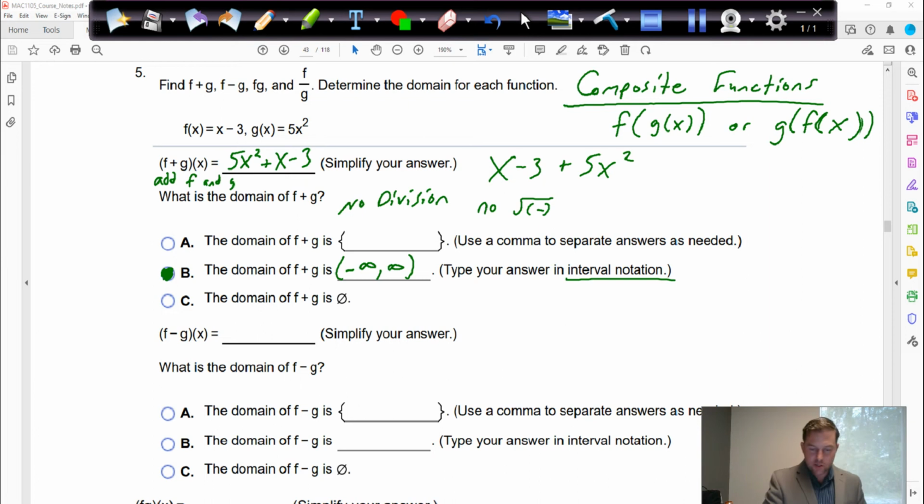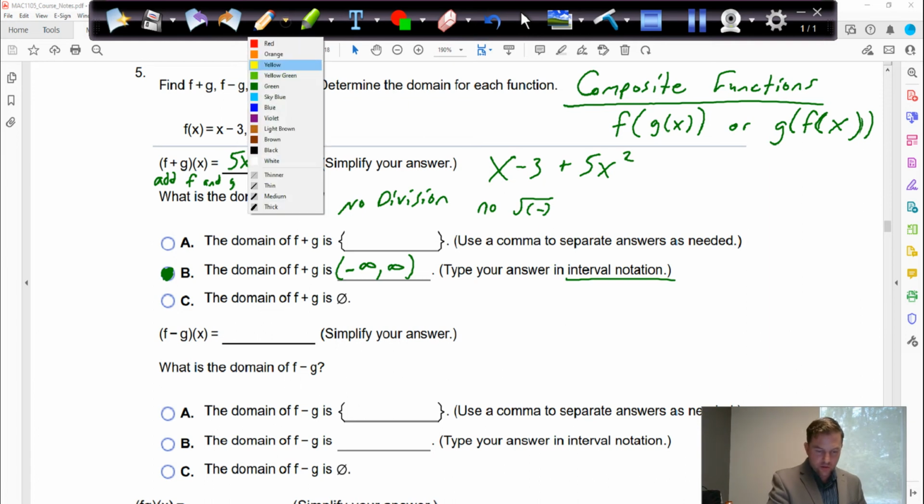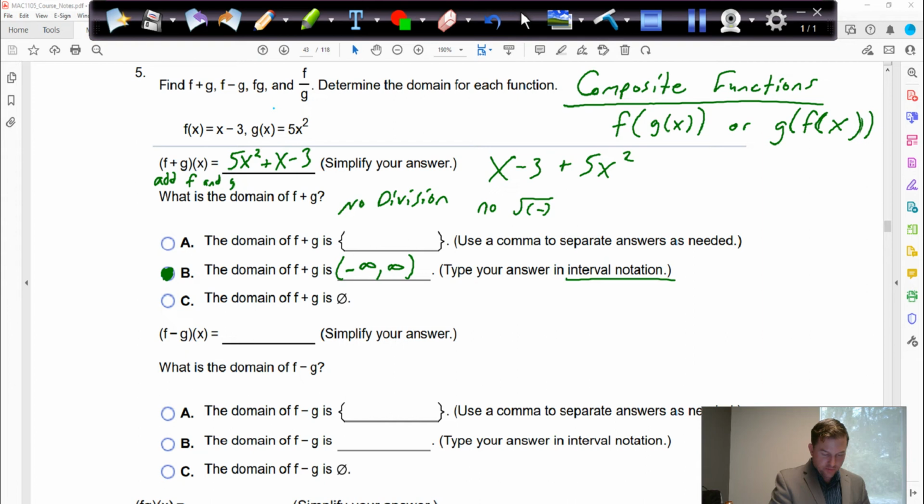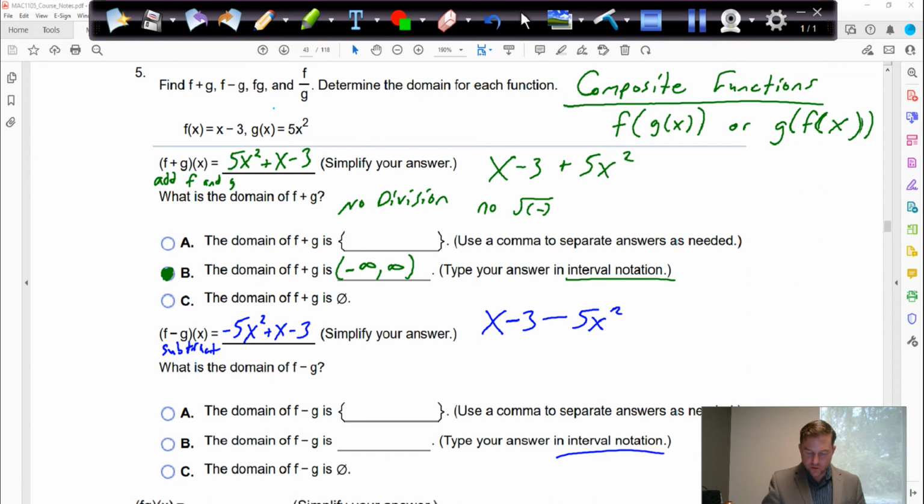In the second one, they want us to subtract the two functions. So this is f minus g, we just have to subtract the two. And the order is important, so it's f minus g. f was x minus 3, g is 5x squared, and we're subtracting it. It doesn't change much, we just have a minus sign in front of the x squared now, and it's still plus x, and it's still minus 3. Same thing, since there's no division and no square root, the answer is going to be all real numbers.